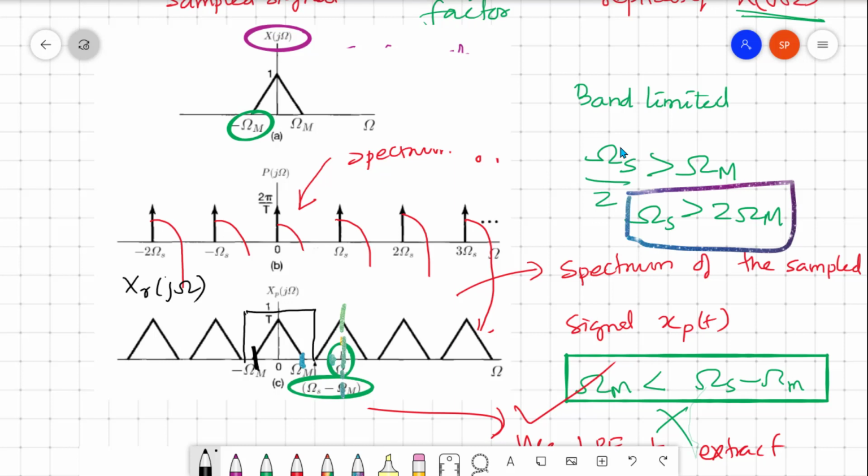So we have proved that if these 2 conditions are satisfied, the first condition, the signal should be band limited, and the second condition, the sampling frequency should be greater than 2 omega m, or 2 times the maximum frequency component present in the signal. If these 2 conditions are satisfied, then we can easily recover the signal from its samples. So that is the proof of the sampling theorem.